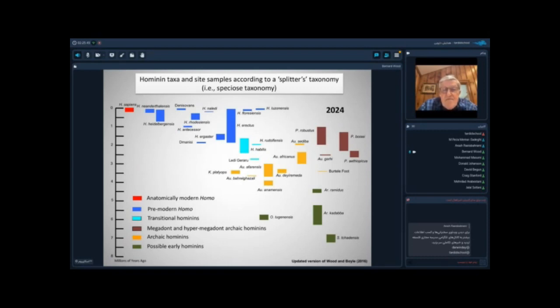And then the light blue ones are hominins that are neither like the blue ones, in other words, they don't have a body plan which is more like a modern human than an ape, but nor do they have the large teeth that are characteristic of the orange and the brown ones.